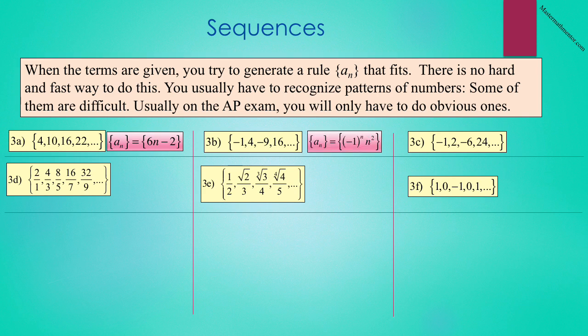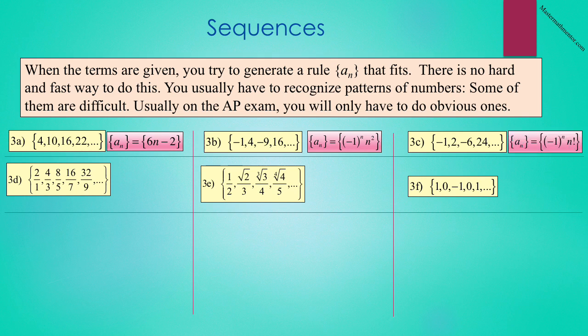In 3b, you're given the sequence negative 1, 4, negative 9, 16, ... Whenever you see the terms alternate, you know that it will either be negative 1 to the n or negative 1 to the n plus 1. Since the first term is negative, negative 1 to the first would be negative, and therefore it is negative 1 to the n. The numbers themselves are just the squares of n. So your sequence is negative 1 to the n times n squared.